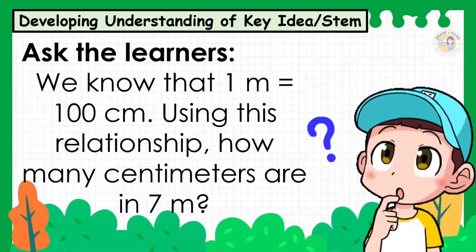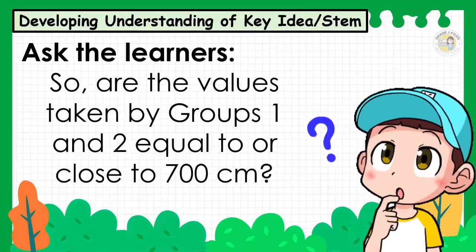We know that 1 meter is equivalent to 100 centimeters. Using this relationship, how many centimeters are in 7 meters? So, are the values taken by groups 1 and 2 equal to or close to 700 cm?